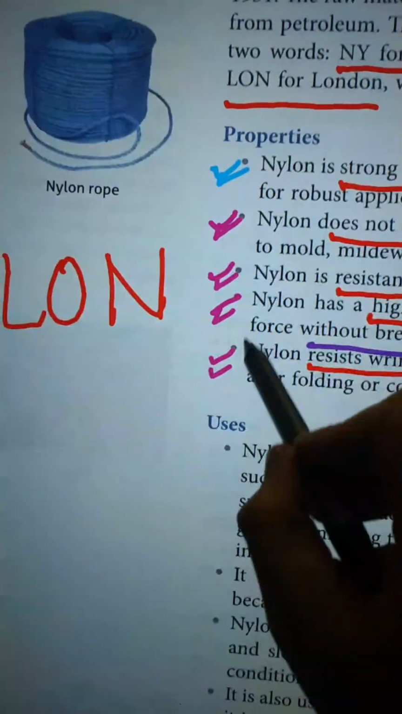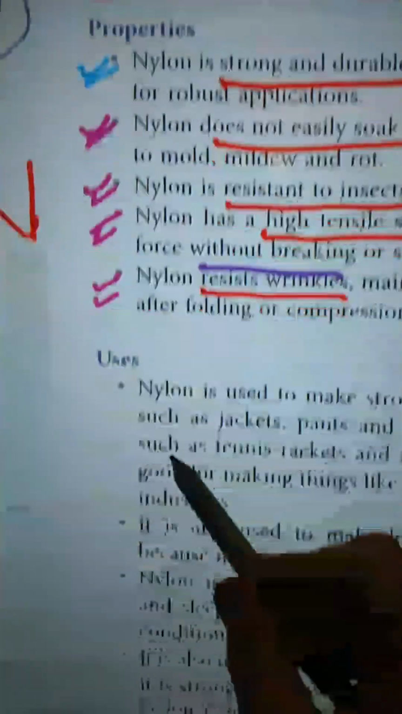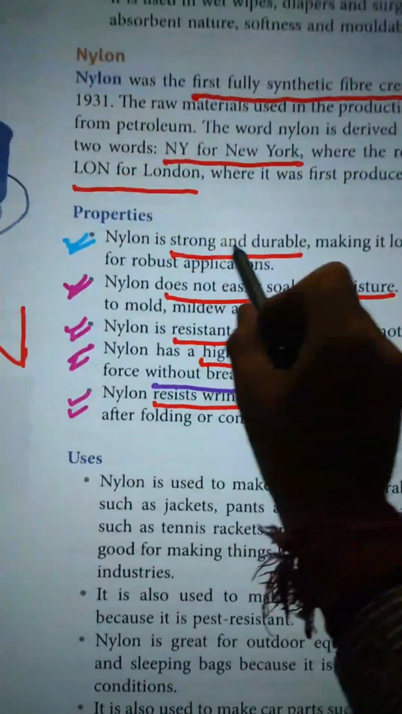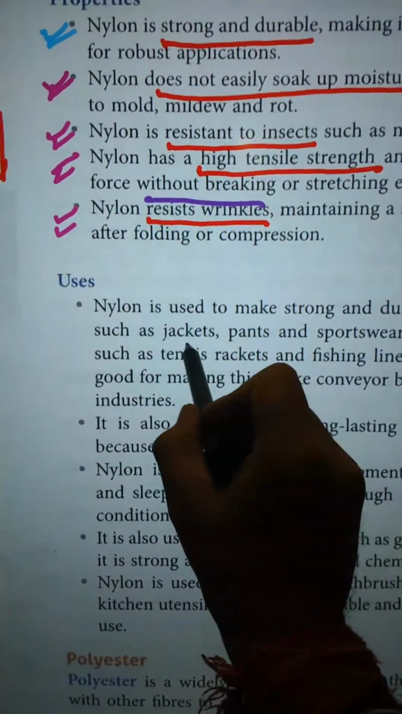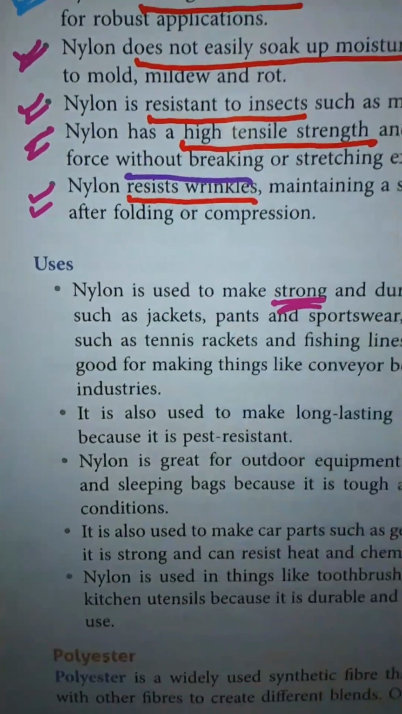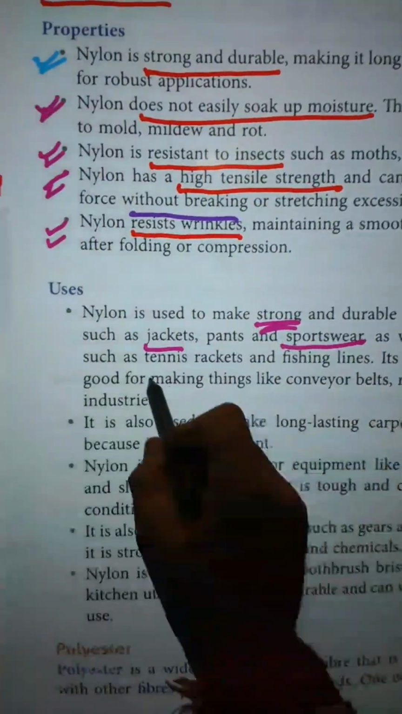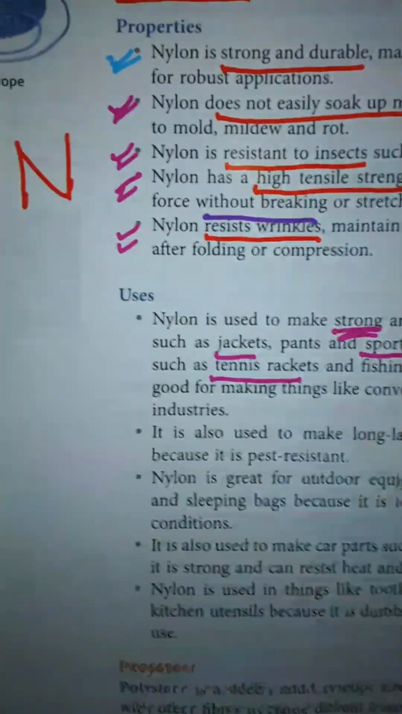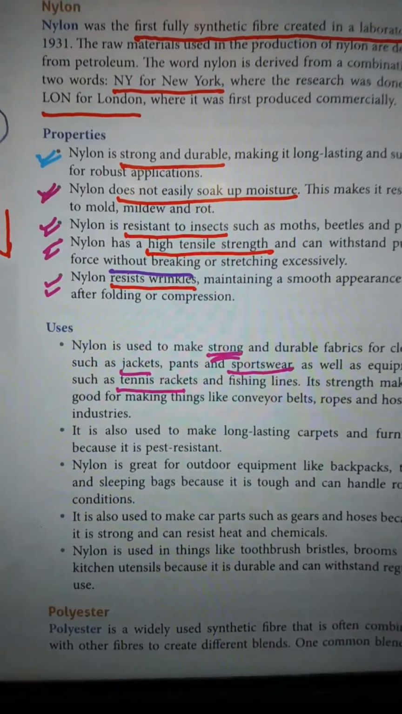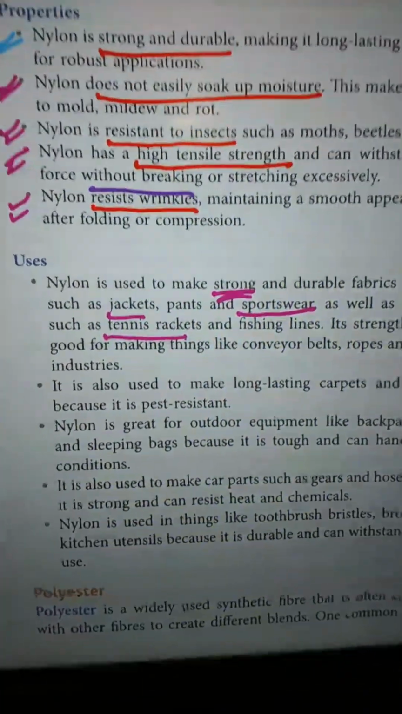So 1, 2, 3, 4, 5 points are there, and these points will be related to the use. It is strong, therefore it is used to make jackets. Sports objects, tennis rackets. Some of the tennis rackets are made because they are light. The thread or the wire of the racket is made up of that.